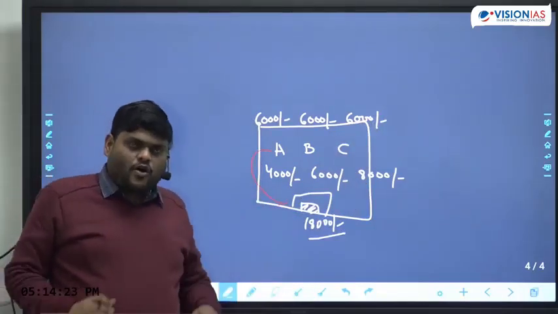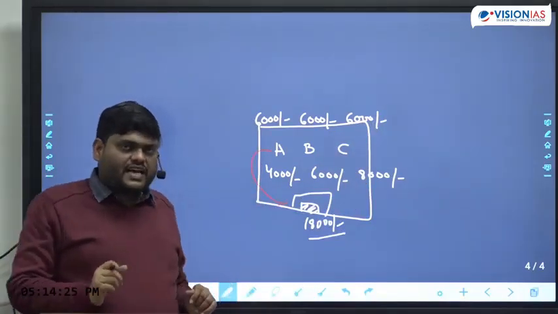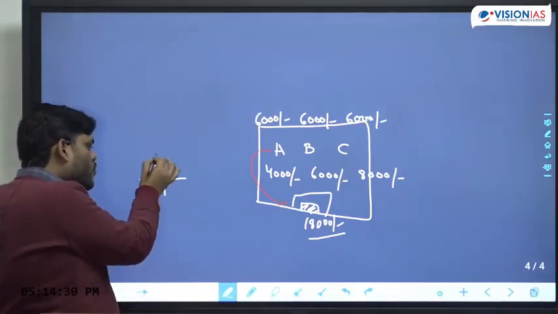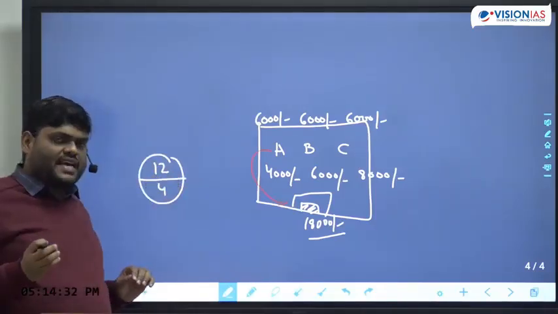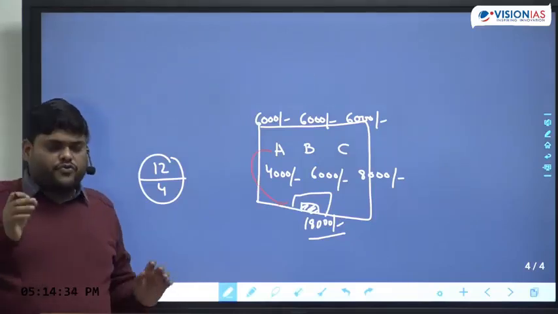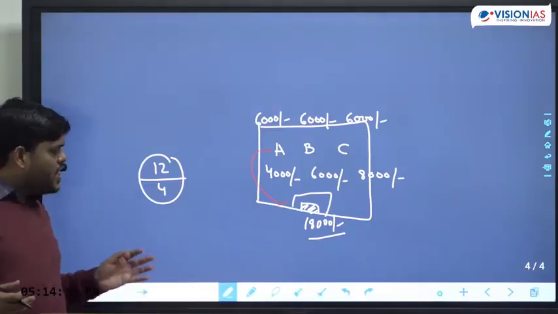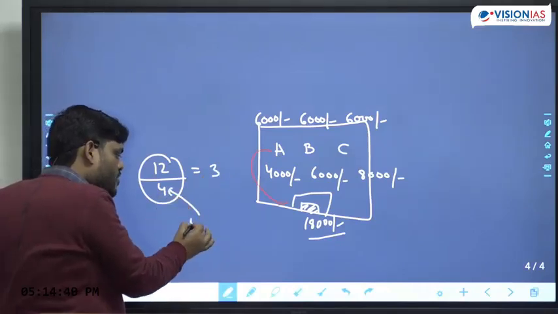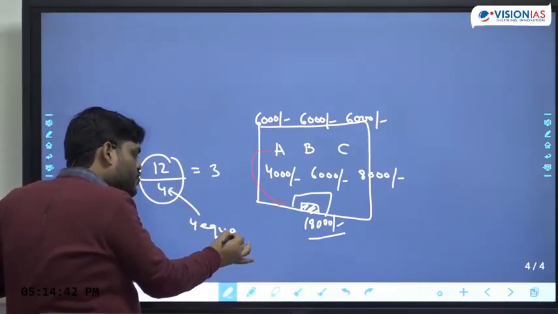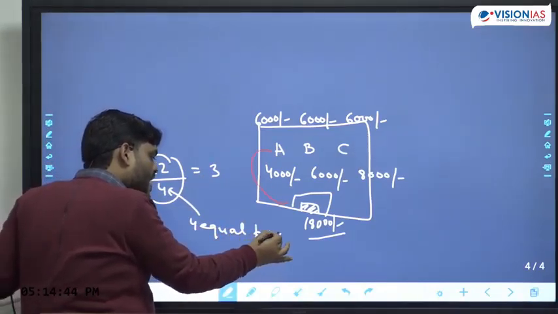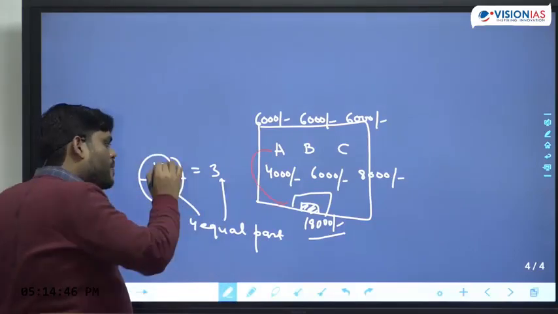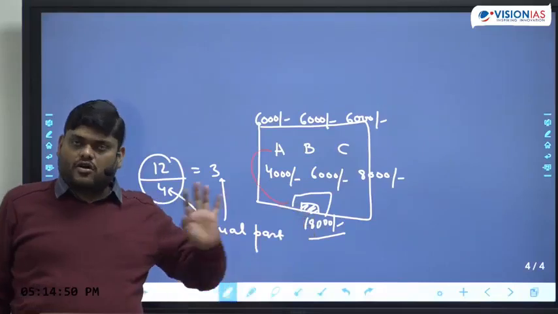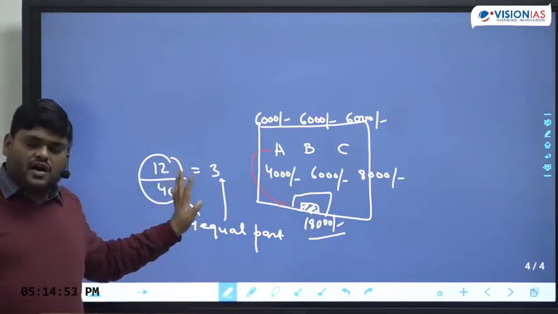Now if you look clearly, see here. Suppose I am saying 12 divided by 4. What is the meaning of this? One meaning is we are dividing 12 by 4. The second meaning is we are dividing 12 into 4 equal parts, and the value of each part is 3. This is the meaning of division.